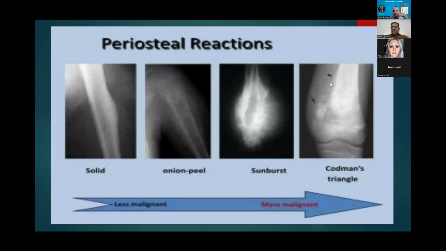So that Codman's triangle is formed by the tumor elevating the periosteum and the periosteum reacting in a sunburst appearance. But where the periosteum is elevated from the normal cortex, that's where a Codman's triangle is formed. And that plus the sunburst appearance is one of the classical radiological findings of osteosarcoma. And as we discussed, the pictures on the left are benign. However, the three pictures on the right are aggressive lesions. So to summarize, we see the pattern of destruction, we see the zone of transition or the margins of the lesion, and we see what the periosteal reaction is like.